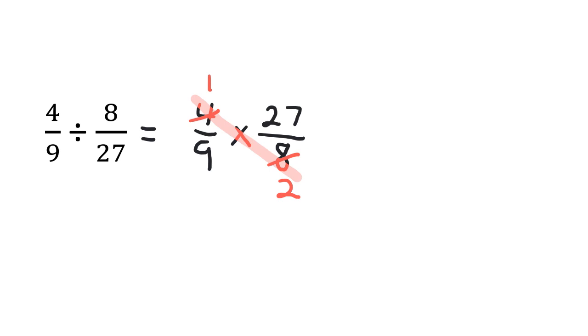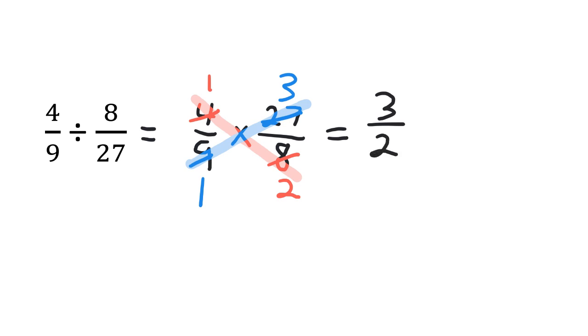And then I'm going to look at the 9 and the 27 and see if I can cross-reduce there, and I can. The greatest common factor here is 9. 9 divided by 9 is 1, and 27 divided by 9 is 3. And then I can multiply. 3 times 1 is 3. 2 times 1 is 2.